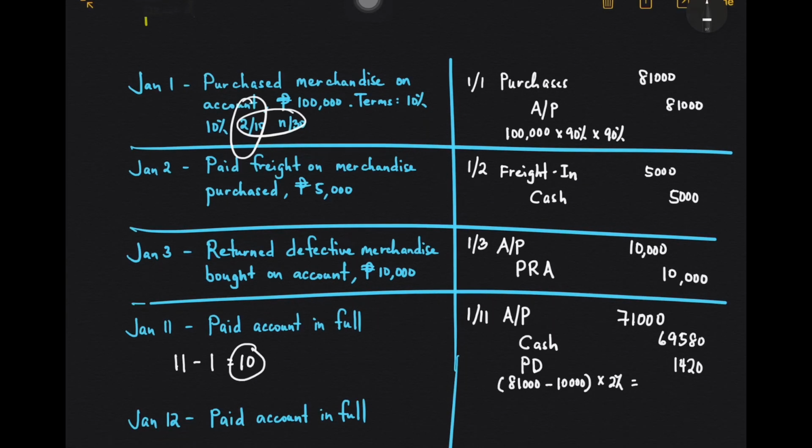What if instead of January 11, you paid on January 12? So what's your entry? In that case, this is a different scenario. January 12. Of course, you will just remove the obligation. You have an obligation of 71,000 and you will credit just the cash because there is no discount.